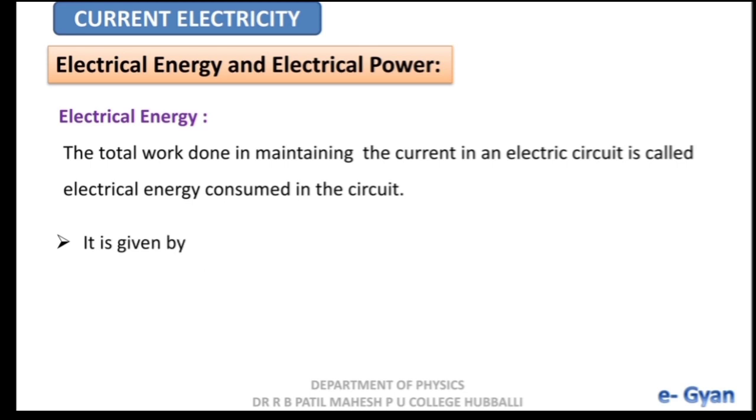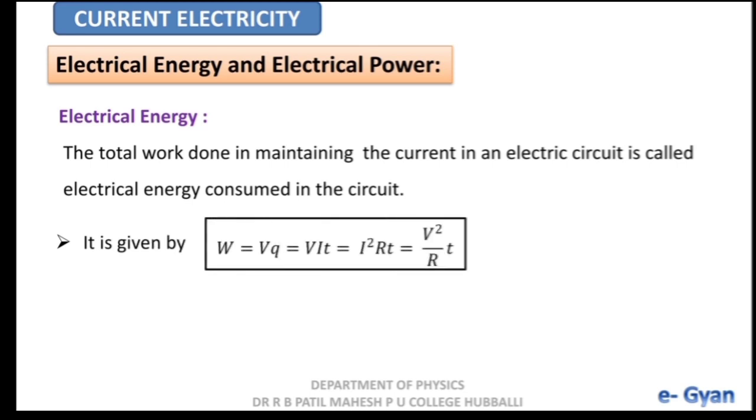It is given by W equal to Q into V. This way you have studied in electrostatics. Work done is equal to V into Q, that is equal to V into I into T. Q is expressed in terms of product of current and time, that is equal to I square into R into T. Here V is expressed in terms of I into R, that is equal to V square divided by R into T.